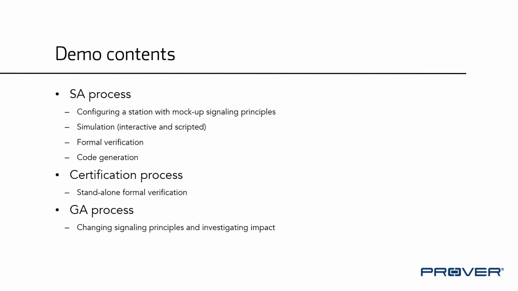Finally, I will mention a bit of the generic application process. It's not the main topic of this webinar, but I will show a few examples of how signaling principles are encoded in this logic language we use, and also what happens if you, on purpose, introduce a few errors in the code, just to show you how these errors are discovered in the simulation and formal verification activities.